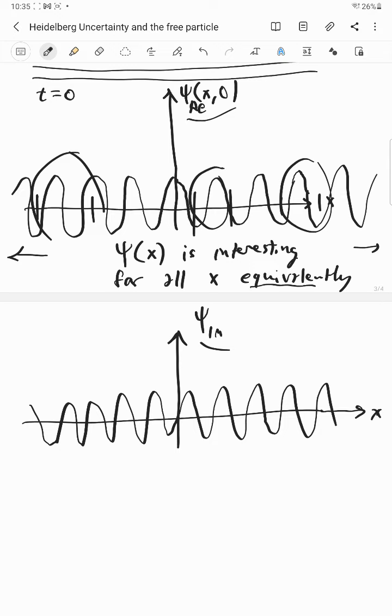I mean, it does have a feature. It has a wavelength, right? But besides that well-defined wavelength, which represents a well-defined momentum, right? Besides that well-defined momentum, there is no well-defined special place x, right?